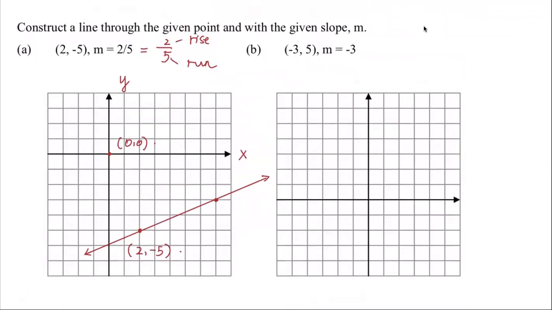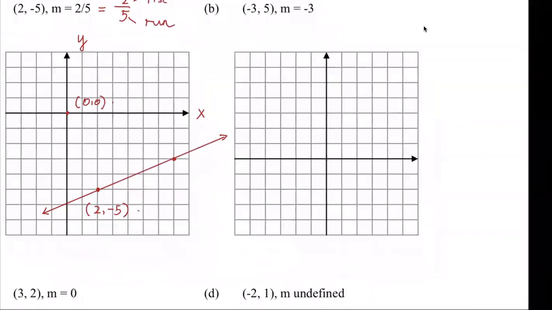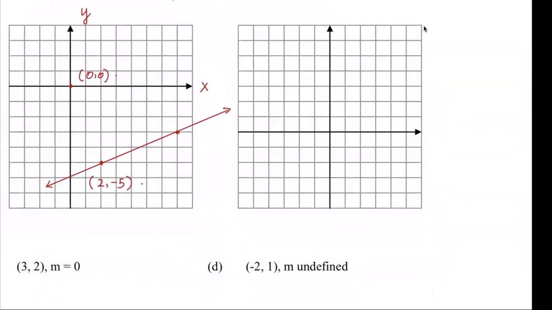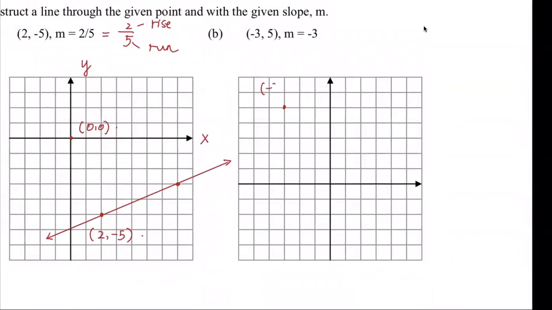So that's part A. Sorry, my brain's not working properly now. Part B, the point given is (-3, 5), and the slope is -3. Again, what's the first step? Find the point in the plane, right? So (-3, 5). 1, 2, 3, 1, 2, 3, 4, 5. So this is the point, (-3, 5).